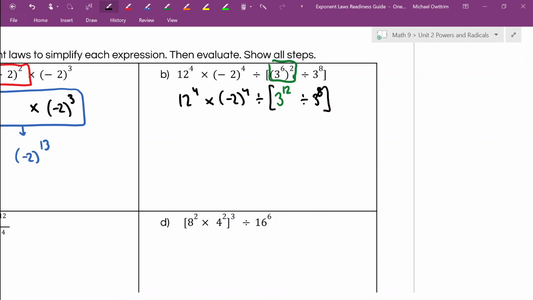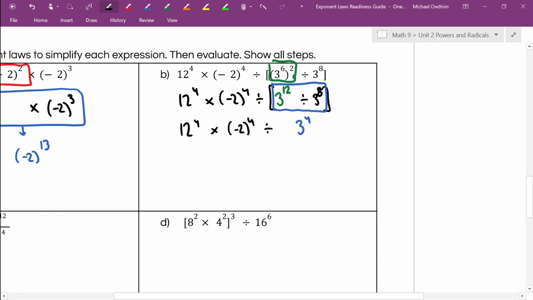Then inside those brackets still, when we divide powers with the same base, we're going to subtract their exponents. 12 take away 8 gives us 3 to the 4. And that was everything inside those brackets. Everything we have left is multiplication and division, so we're going to work from left to right.